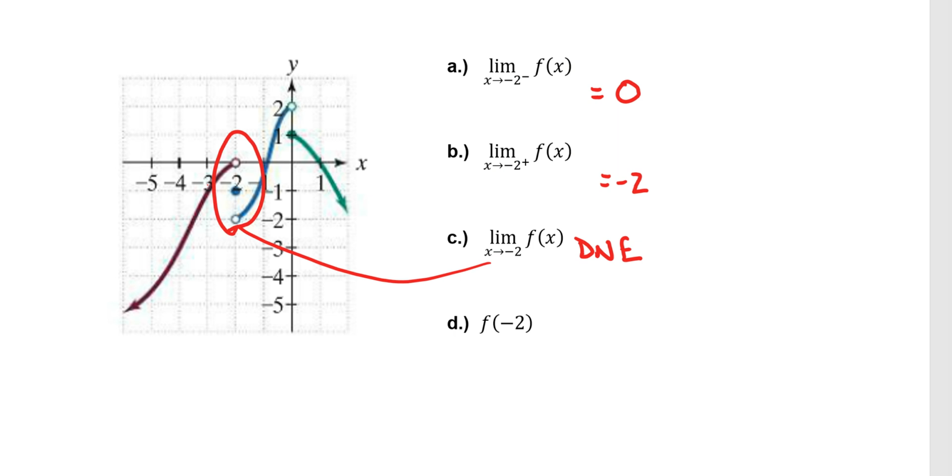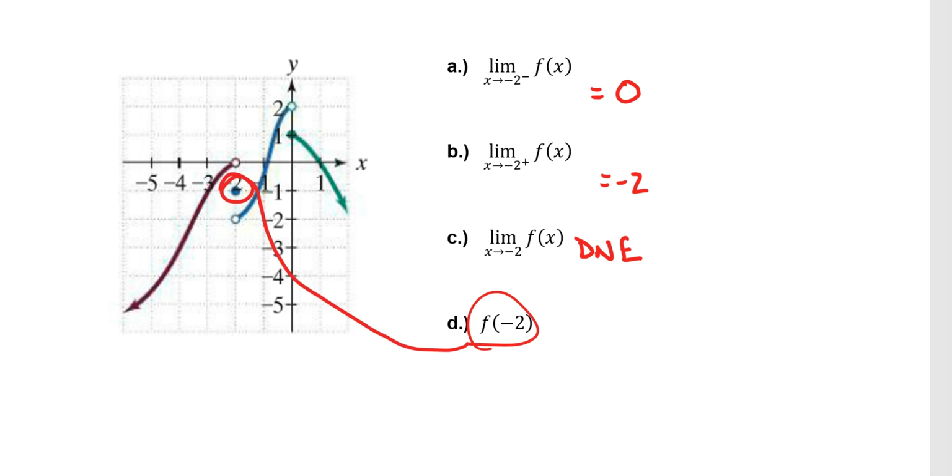If there's a jump in the curve at that x value, that means the one-sided limits will not be the same, and that means the limit in general will not exist. For the last one, we have f of -2. So f of -2 is just where the filled in circle is, or the curve itself, which is a y value of -1. So just take a minute to look at this.